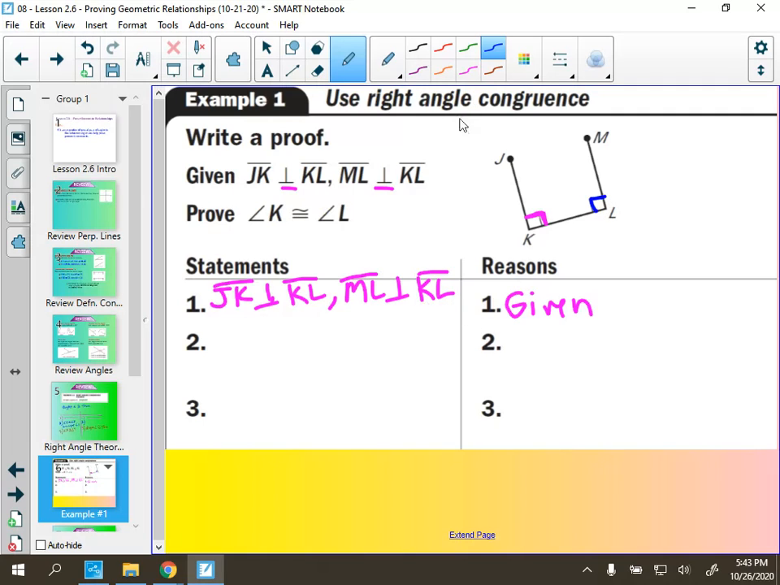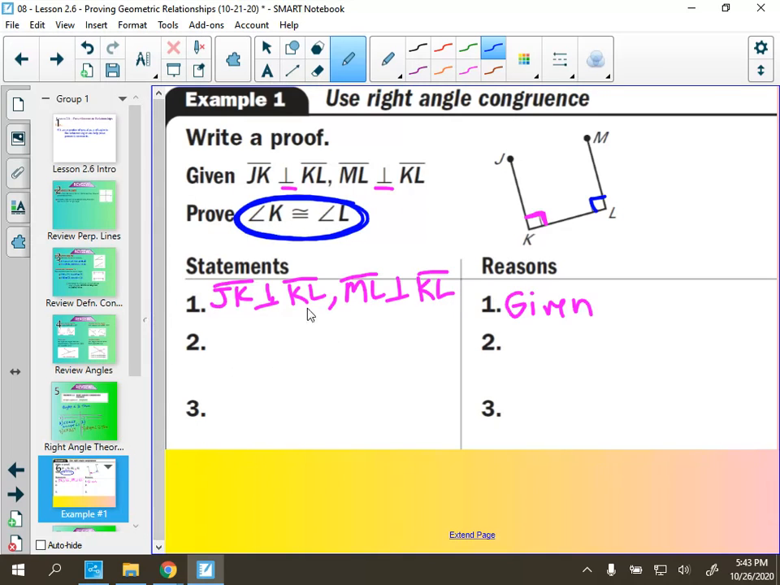So what are we trying to prove? Remember, this proof statement is always our destination. We want to get there. I need to say something about angles K and L. I haven't said that yet. Statement 1 just says some segments are perpendicular. We need to introduce angles K and L to the proof. They can't just show up magically on the last step.